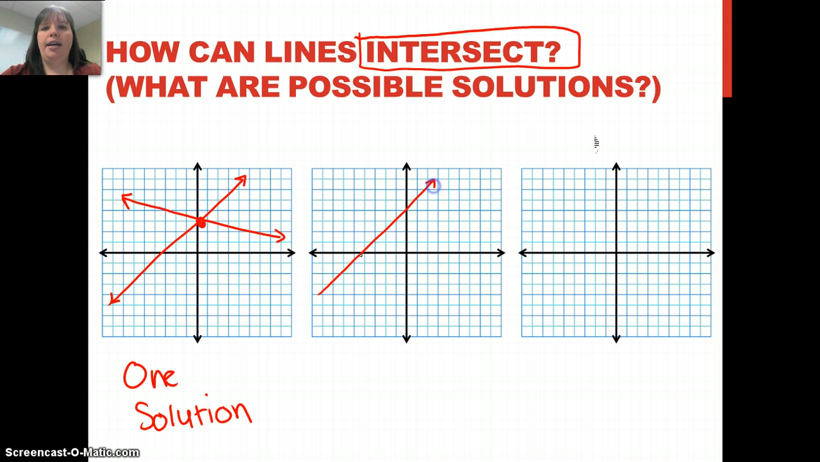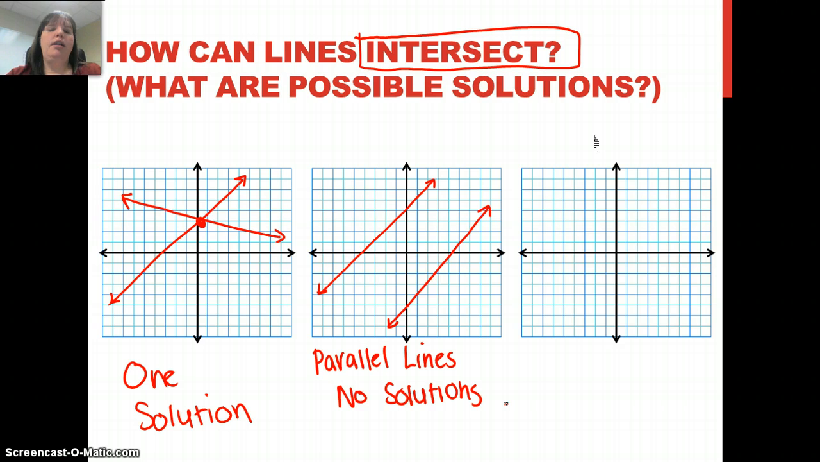What if I had a line and I had, bear with me the best I can do here, what if I had parallel lines? How many solutions would I have? Well, if they never intersect, that would mean there's no solutions. There's a third case, and what would the third case be?